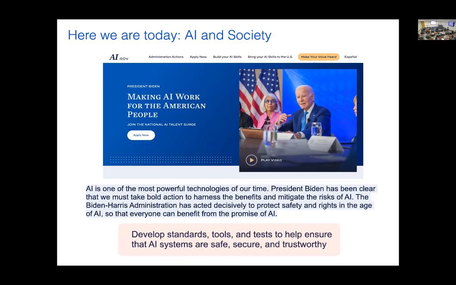Okay, so here we are today. We just had this big announcement from Biden, and down here you can see that the goal is to develop things that allow us to determine whether AI systems are safe, secure, and trustworthy. Of course, to do this, we can do a lot of experimentation and testing, but probably along the way, we're going to need a better mathematical understanding of neural networks too. And so that's where hopefully we all come in.